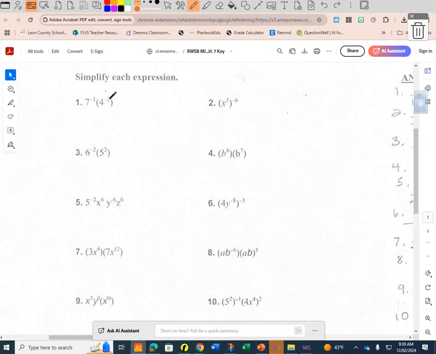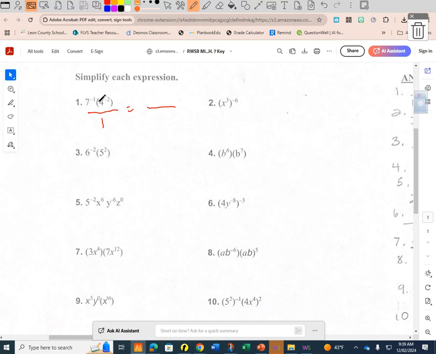Number 1 says 7 to the negative 1st power times 4 to the negative 2nd power. These are not like bases. We cannot multiply them using a shortcut. We can multiply them, right? But there's nothing to simplify right now. So the first thing we want to do is make the exponents positive. Well, I guess not the very last thing. Negative exponents tell me it's a fraction. So where am I going to put 7 to the negative 1st power?